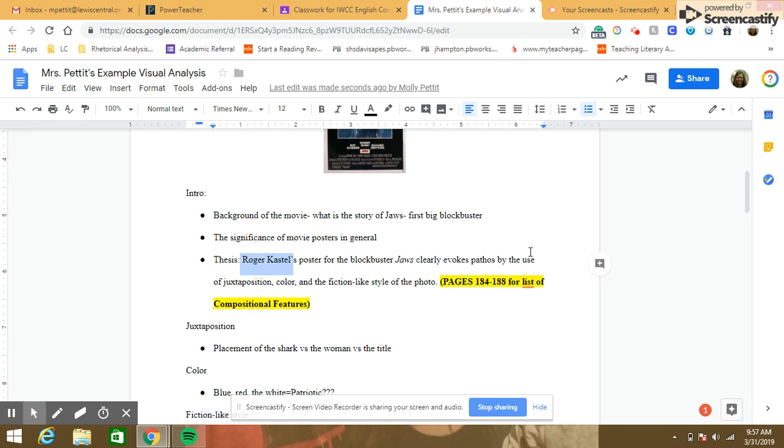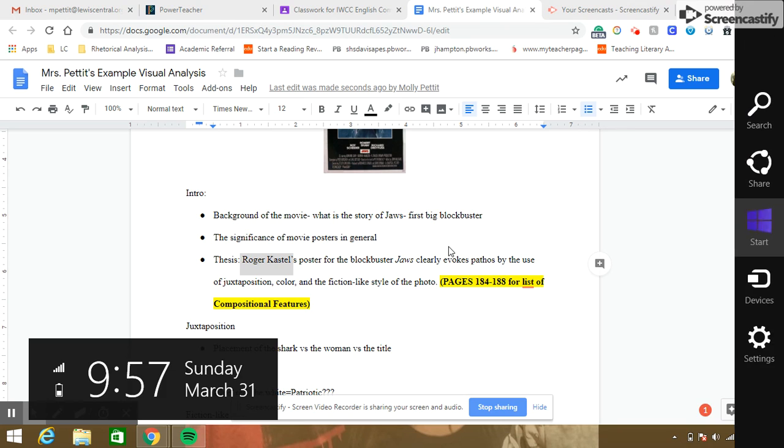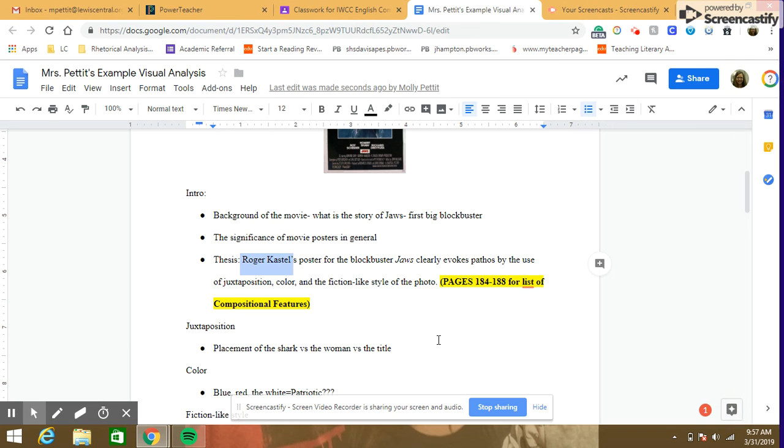So just like in the rhetorical analysis you're making an argument that's proving something, same thing here with your visual analysis, except instead of using rhetorical analysis terms, you're going to be using compositional features. And those pages for those features are pages 184 through 188. So again, I'm going to look at juxtaposition, color, fiction-like style of the photo, and how all of those create pathos.